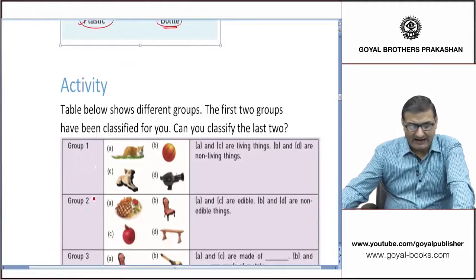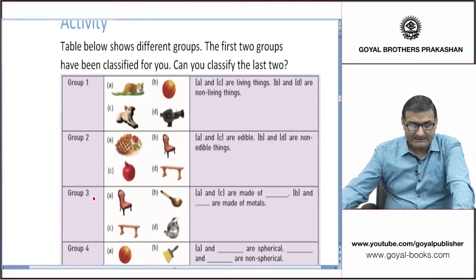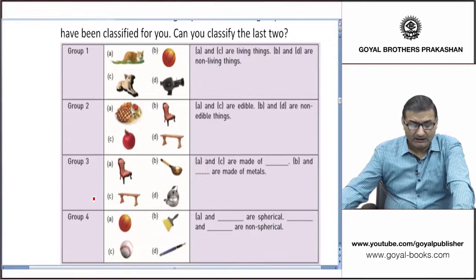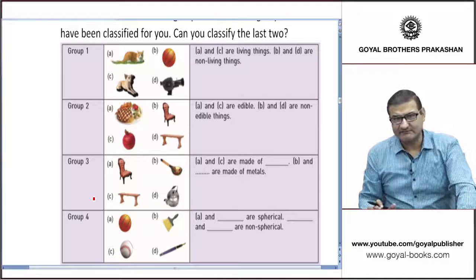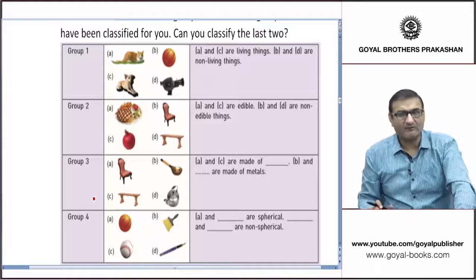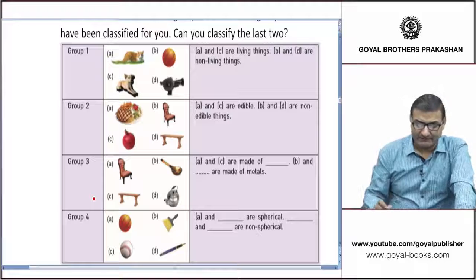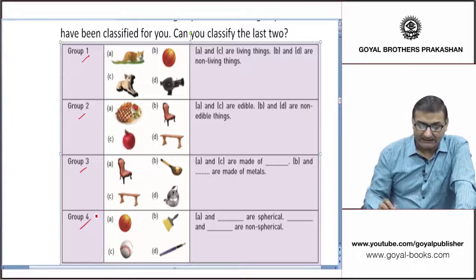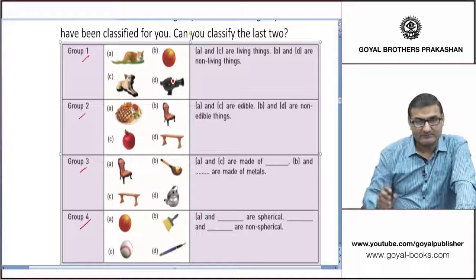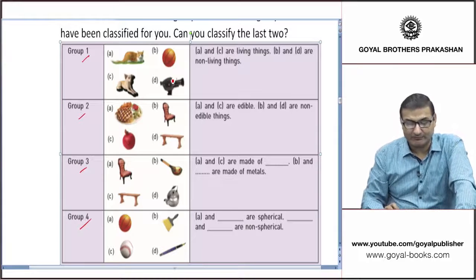Let us try to have an activity. In this particular table, classification is being done. It's a very simple classification. Let us see whether you are able to do it or not. Normal simple observation. There are different groups given, group number 1, 2, 3, 4 etc. And there are 4 objects or items or things given in each group.